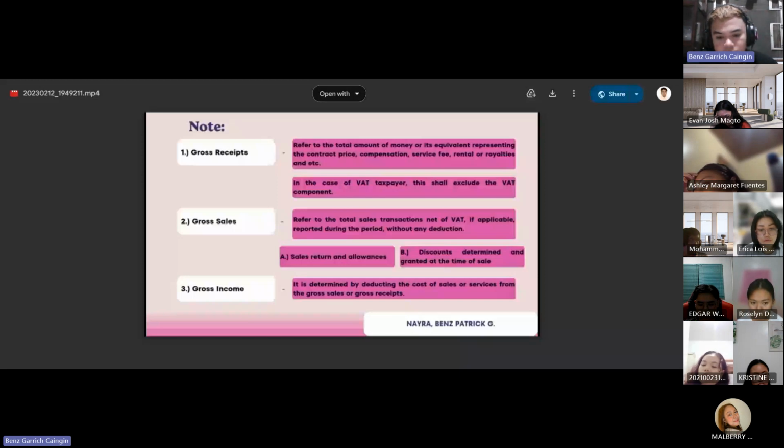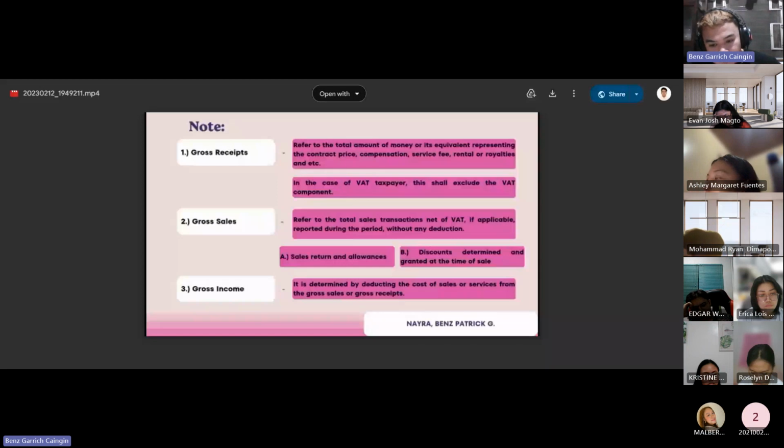First is sales returns and allowances for which a proper credit or refund was made during the month or quarter to the buyer for sales previously recorded as taxable sales. And secondly, the discounts determined and granted at the time of sale, which are expressly indicated in the invoice, the amount thereof forming part of the gross sales duly recorded in the books of accounts.